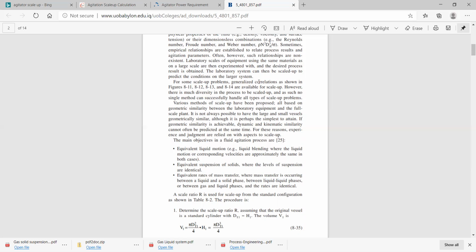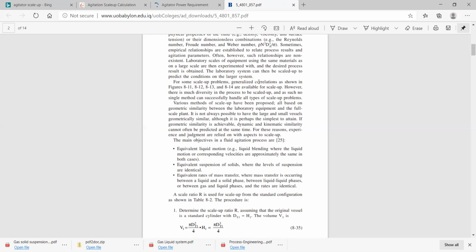It is not always possible to have the large and small vessels geometrically similar, although it is perhaps the simplest to attain. If geometric similarity is achievable, dynamic and kinematic similarity cannot often be predicted at the same time. For these reasons, experience and judgment are relied on with respect to scale up.